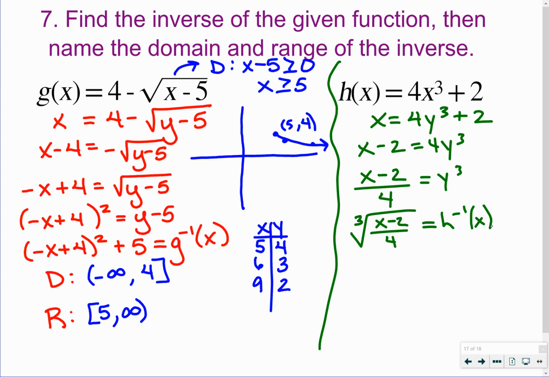Does an x cubed graph have any restrictions? No. Does a cube root graph have any restrictions? Square root does, but cube root doesn't. So there's no restrictions in either of these functions. So my answer for domain and for range is all real numbers. You can graph them if you want to. It's going to go forever up and down, forever left and right.